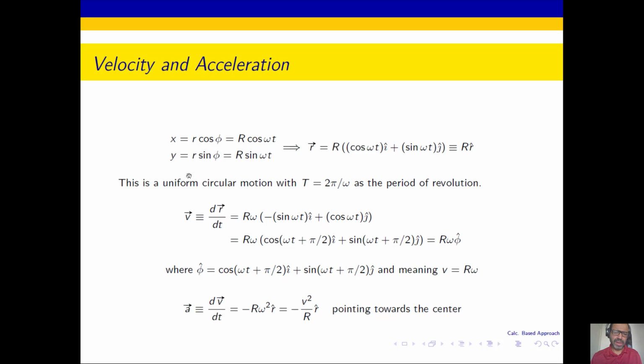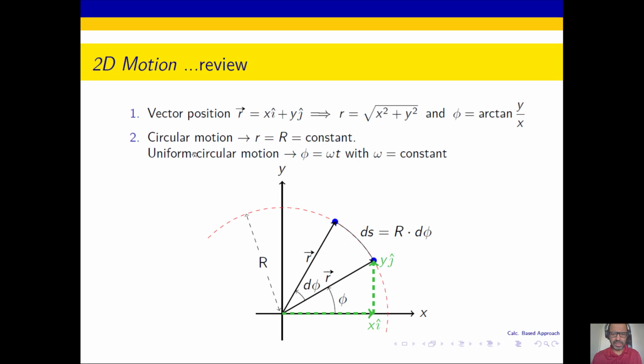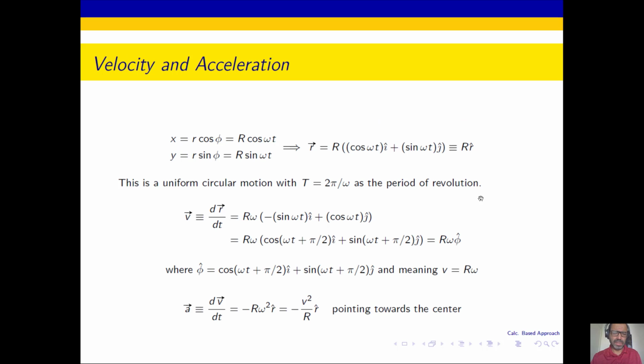So this approach gives me the following description. The x from the previous slide is equal to r itself, which is a fixed number, times cosine of phi, and phi is omega t. That's the x component, and similarly the y component. From here, the vector r itself is a constant number r, pulled out from both terms, times cosine omega t in the i hat direction and sine of omega t in the j hat direction.